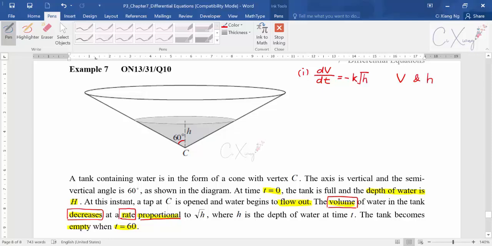So what is the formula that links volume and height? This is a cone, right? Therefore, you can have V equals 1 over 3 pi r squared h. Because I know that to change dV over dt to dh over dt, I need to apply the chain rule. To apply the chain rule, you need a formula that links V and h together. So this is 1 over 3 pi r squared h. Just a remark for you, this is actually the volume of a cone.